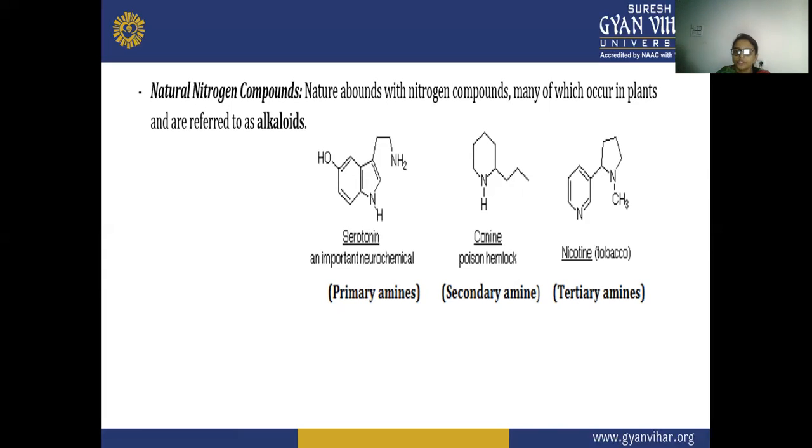So this is your nicotine. In the nicotine, you can see this is a tertiary amine. Serotonin is a very important neurochemical, quinine is from poisonous hemlock, and nicotine is from tobacco. These are natural nitrogen compounds which occur in plants, and they are referred to as alkaloids. So these are the alkaloid structures: serotonin, quinine, and nicotine.